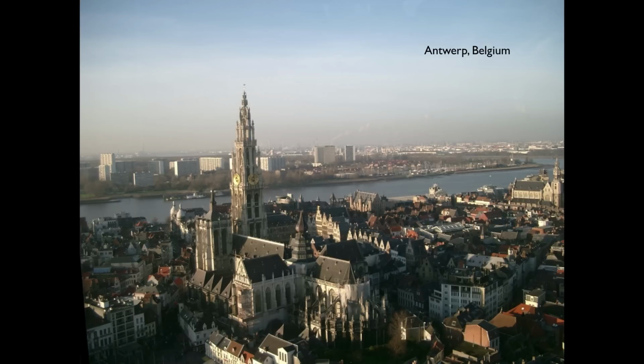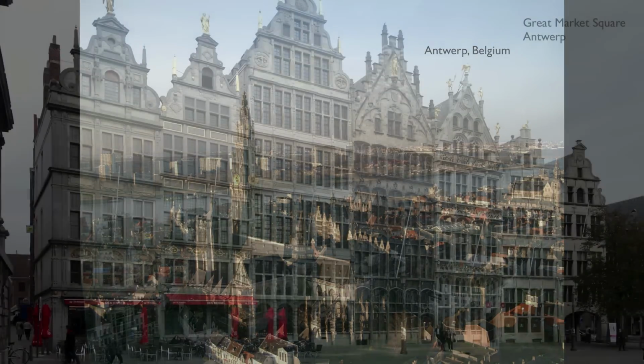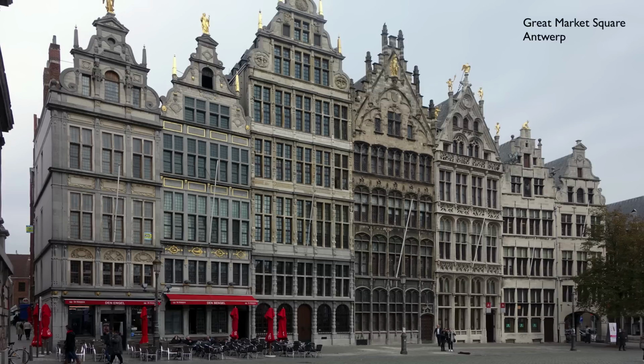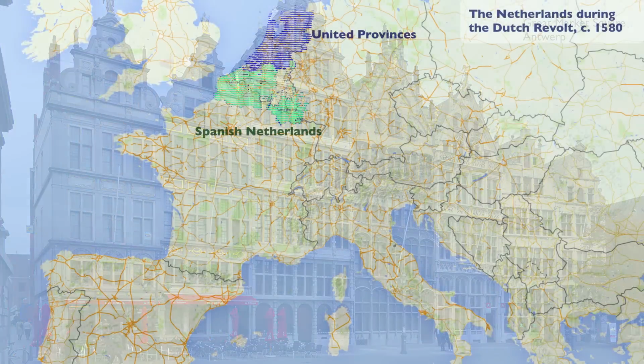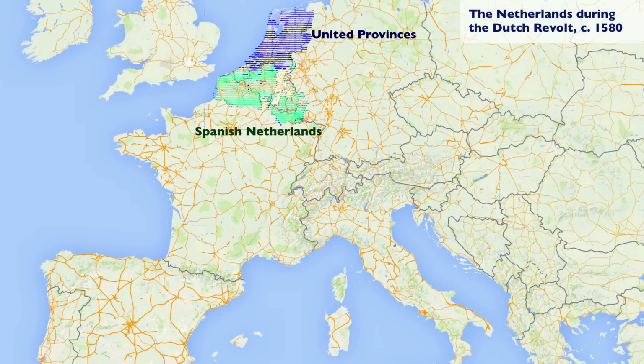In the city of Antwerp in northern Belgium. This is a city of merchants, of trade. It was an incredibly prosperous place. But it was a place that was racked by civil war. There was tremendous tension in the early 17th century between Protestants and Catholics in this area.